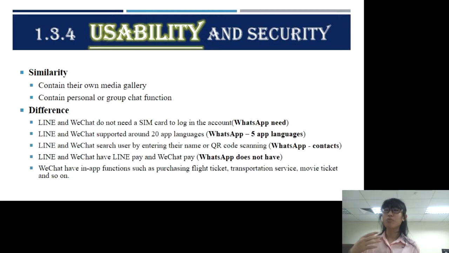WeChat actually has a lot more functions than WhatsApp and Line, because WeChat has in-app functions such as purchasing flight tickets, movie tickets, train tickets, transportation services, and a lot more. So we can conclude that a stronger password should be included as a consideration for our proposed application, and the password should be long and include letters, numbers, and symbols.